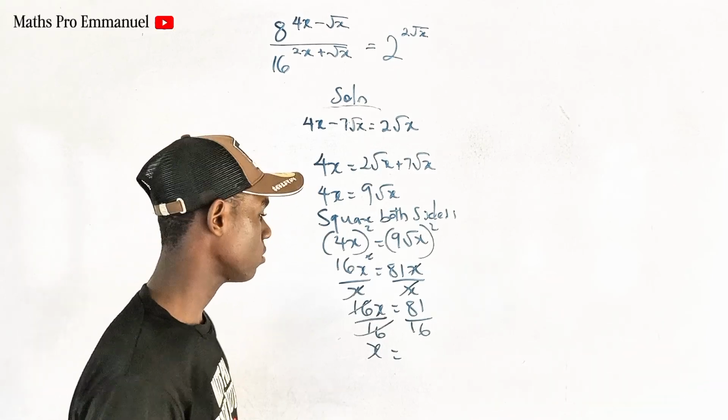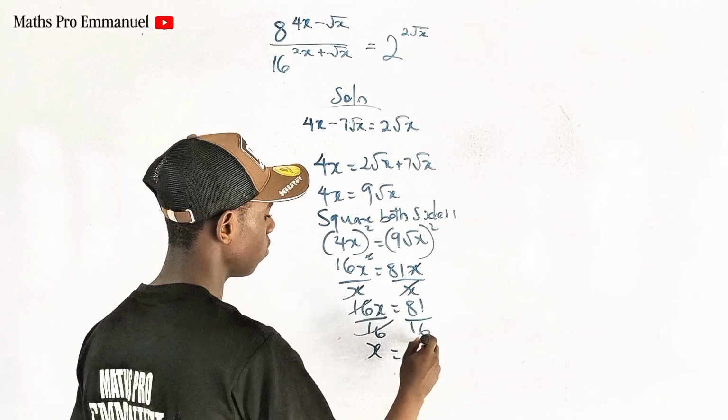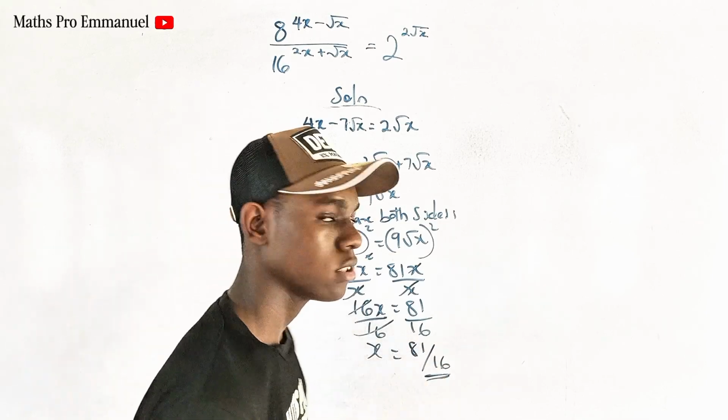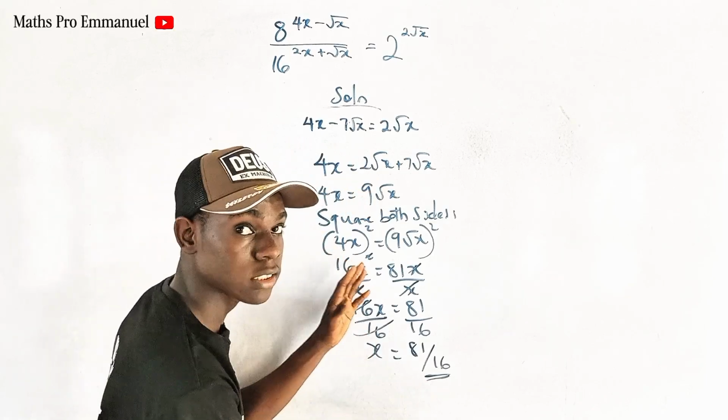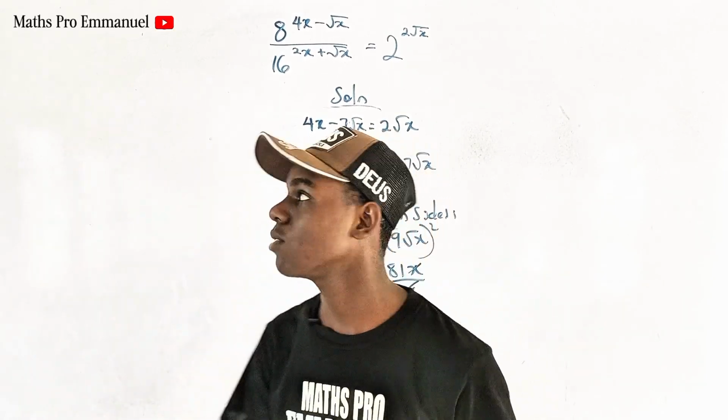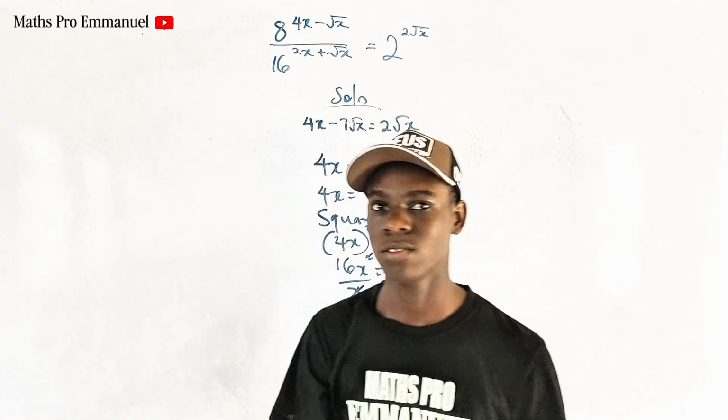It's just 81 over 16. And that's the answer. 81 over 16. So that's the answer to this problem you are seeing.